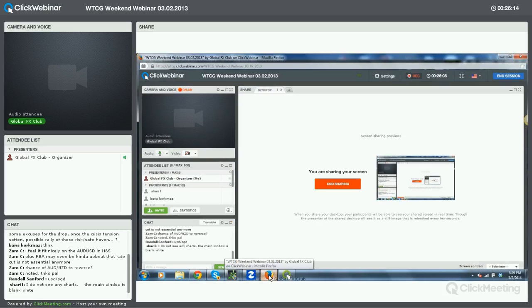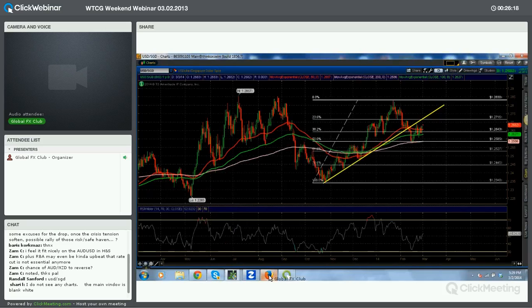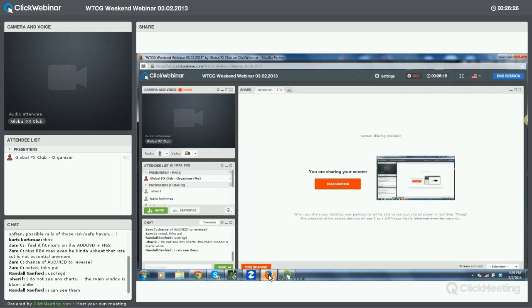Anyone else? You should now be able to see my charts. So if you can't see my chart, please let me know. Okay, I'm not sure why that is, why you can't see them. They should be visible.